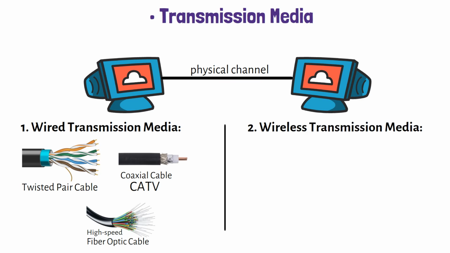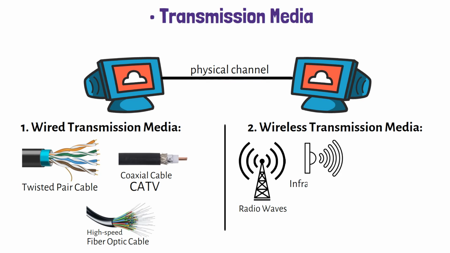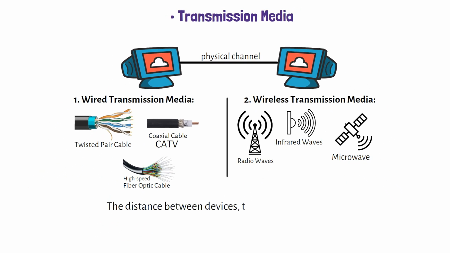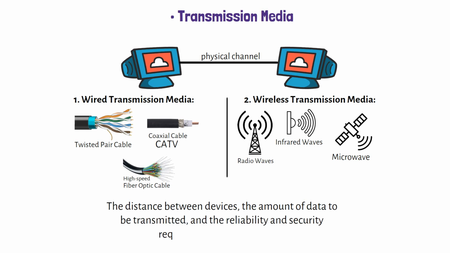Wireless transmission media use electromagnetic waves to transmit data. Some common types of wireless transmission media include: radio waves are used for wireless communication, such as in mobile phones, Wi-Fi networks, and Bluetooth devices. Infrared waves are used for short-range communication, such as in remote controls and some wireless keyboards. Microwave transmissions are used for point-to-point communication over long distances, such as in satellite communication and microwave links. The choice of transmission media depends on several factors, including the distance between devices, the amount of data to be transmitted, and the reliability and security requirements of the network.